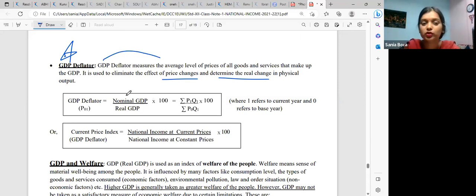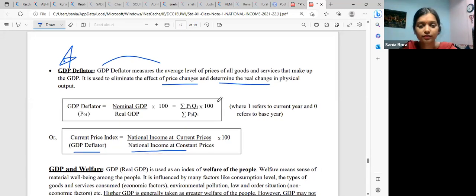Okay, so GDP deflator equals nominal GDP divided by real GDP multiplied by 100. The GDP deflator, the current price index, is also known as this. So it is basically national income at current price divided by national income at constant price multiplied by 100. Clear? So over here, nominal GDP upon real GDP will be P1 multiplied by Q1 over P0 multiplied by Q1. The quantity is going to be the same, but the prices are going to be changed. Multiply by 100. Okay?